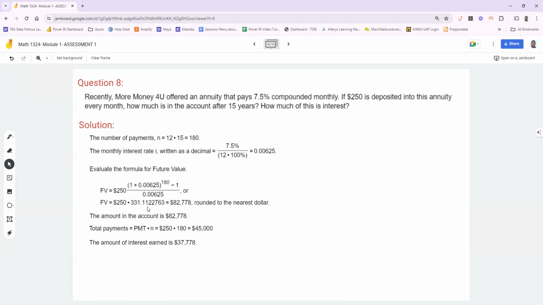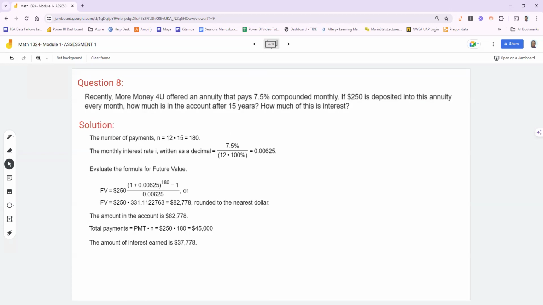Question 8 is, recently, More Money For You offered an annuity that pays 7.5% compounded monthly. If $250 is deposited into this annuity every month, how much is in the account after 15 years? How much of this is the interest? Similar questions.